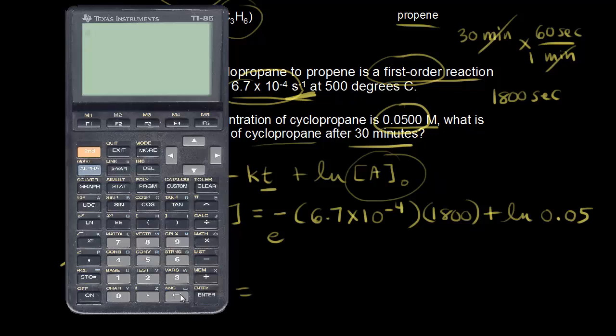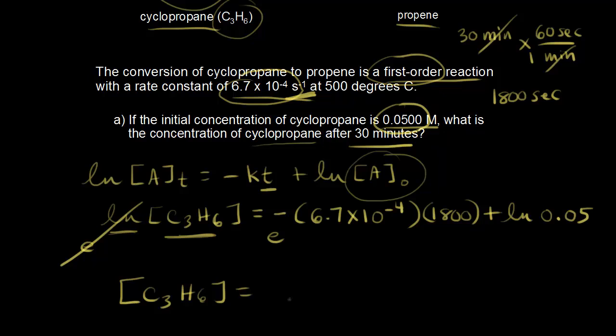We have negative 6.7 times 10 to the negative 4. We need to multiply that by 1800 seconds, and to that, we're going to add the natural log of 0.05. And then we need to take e to our answer, and e to our answer gives us 0.015 molar. And so that's our answer. Our concentration of cyclopropane is 0.015 molar.